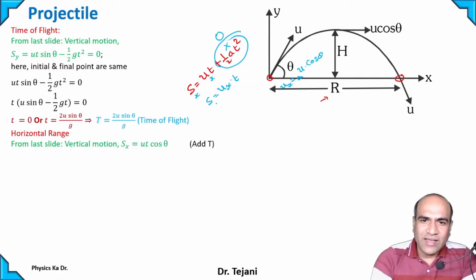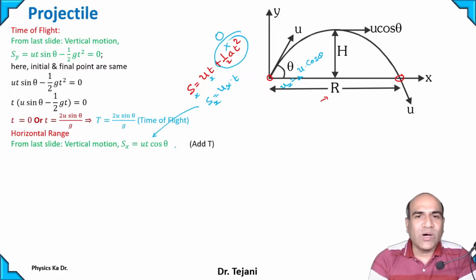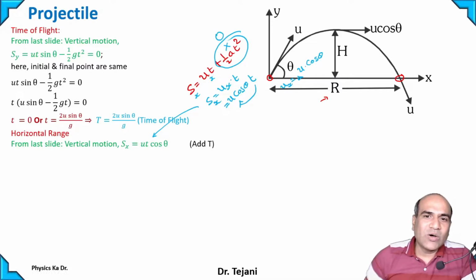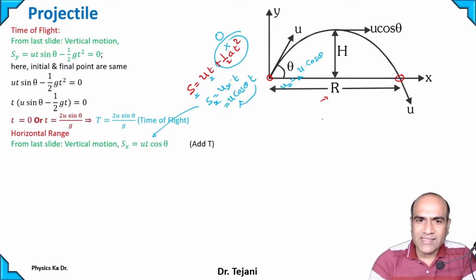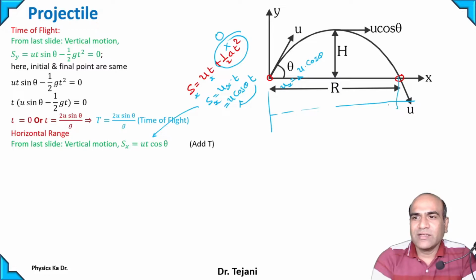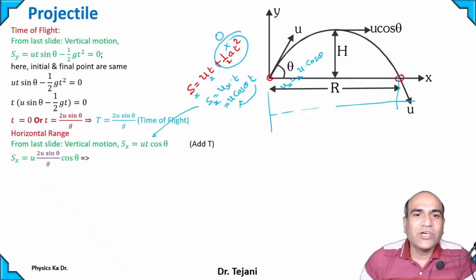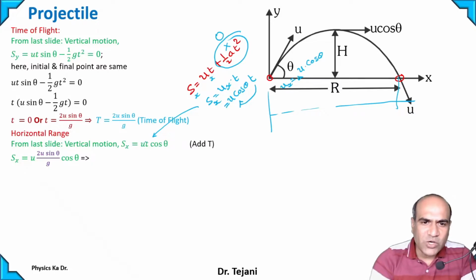So similarly, Sx is equal to ux t, where ux is equal to u cos theta. Moving t to the front, it becomes u cos theta t, so ut cos theta. Sx is the distance traveled from the first position to the last position, and that is known as the range. So we can put Sx equal to range, R is equal to ut cos theta.